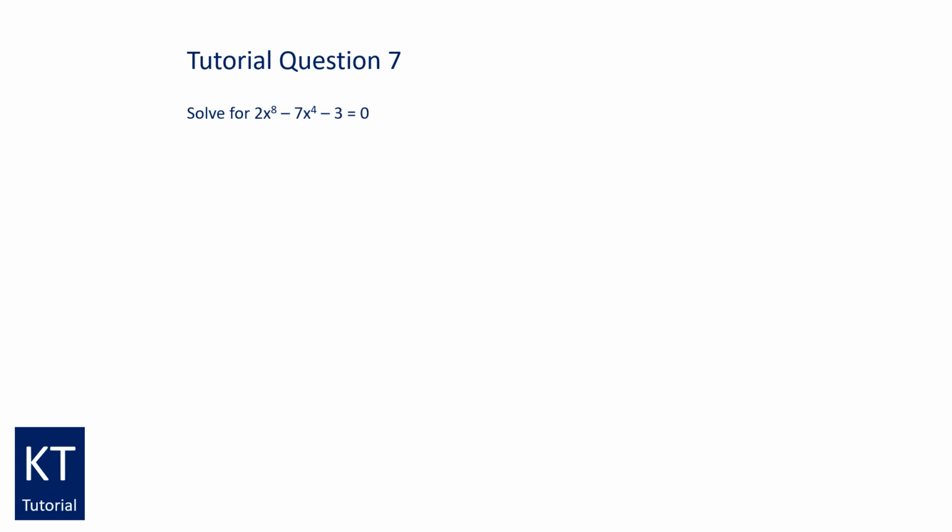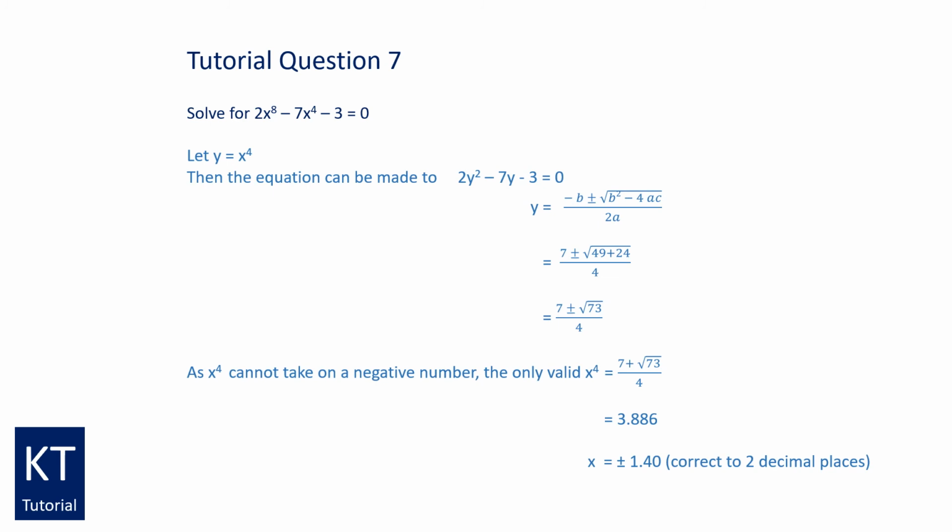Tutorial question 7. Solve the given equation. It does look heavy until you decide to let y equals x to the power 4 and as such be able to rewrite the equation into one that is quadratic in nature, and this would solve for y as being 7 plus minus the root of 73 divided by 4.